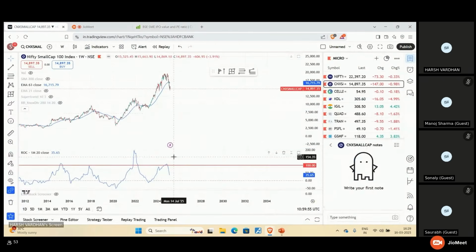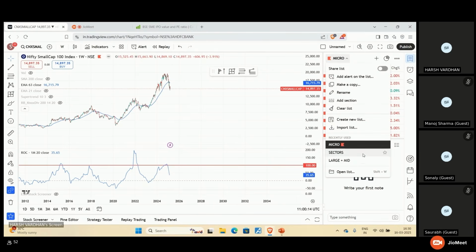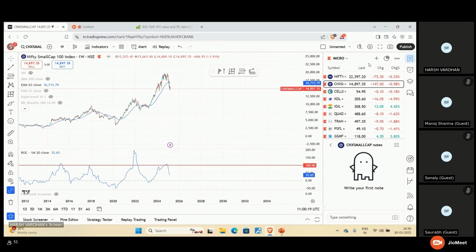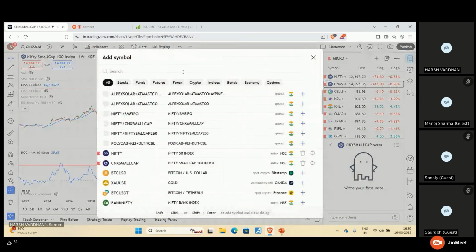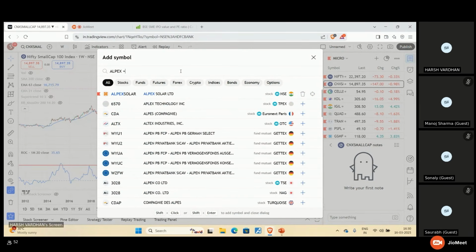So the ROC indicator does not work for it, you cannot apply it directly, but there is a very high correlation between the Nifty Smallcap 100 index and the SME sector overall. To check this, currently, I think in this TradingView account, okay, what you can do is, I'm showing you the process. This can be a to-do for you.